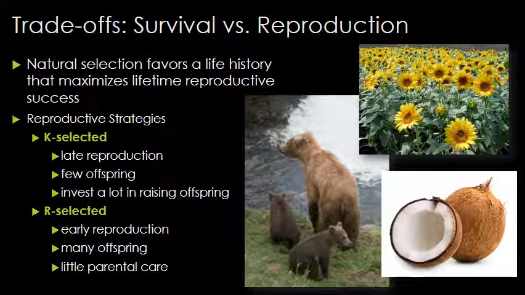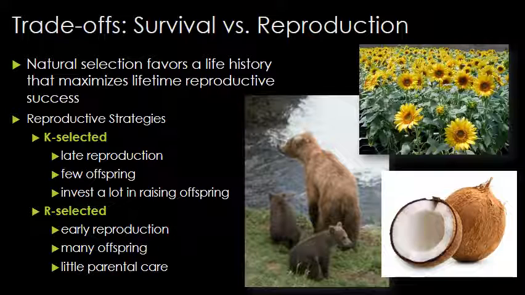Natural selection favors a life history that maximizes reproductive success. The more kids you have, the more evolutionarily fit you are, the more effect you have on your environment. There are two major reproductive strategies. These occur on a continuum, K to R. So species can be a little bit K, a little bit R, what have you. K-selected species favor just a few offspring. They reproduce late, but they invest a lot of energy in maintaining those offspring, and they tend to survive.